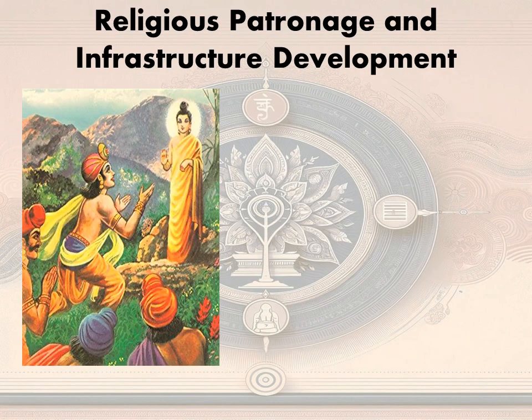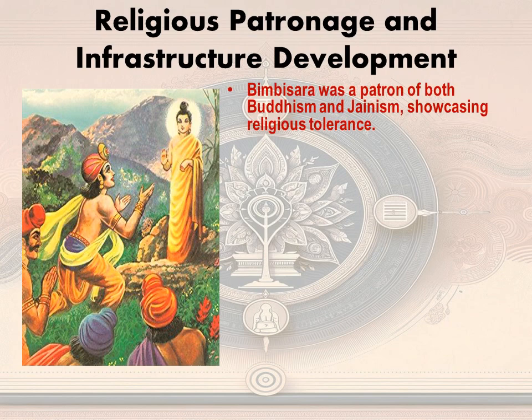Now, religious patronage and infrastructure development. How was the religious tolerance policy of Bimbisara? Bimbisara was a patron of both Buddhism and Jainism, showcasing religious tolerance. In the 6th and 5th century BC, Buddhism and Jainism developed in the eastern part of the Indian subcontinent almost contemporary to each other. Bimbisara was one of the very tolerant kings who supported both Buddhism and Jainism, and thus we come to know about his religious tolerance policy.